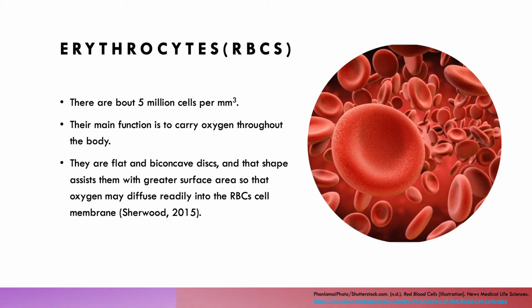An erythrocyte is a medical term for a red blood cell, and there are about 5 million cells per cubic millimeter. Their main function is to carry oxygen throughout the body, although they can carry other items as well. They are flat and biconcave discs, and that shape gives them greater surface area so that oxygen may diffuse readily into their cell membranes. Red blood cells are also malleable, and they may travel through tiny capillaries without lysing.